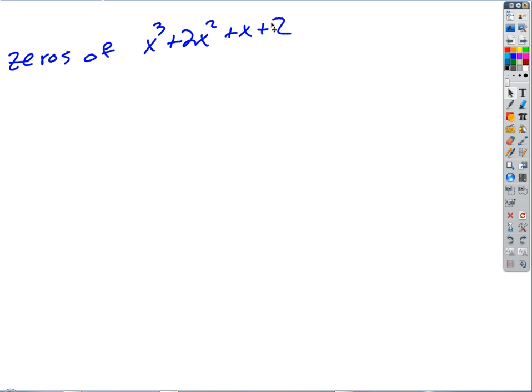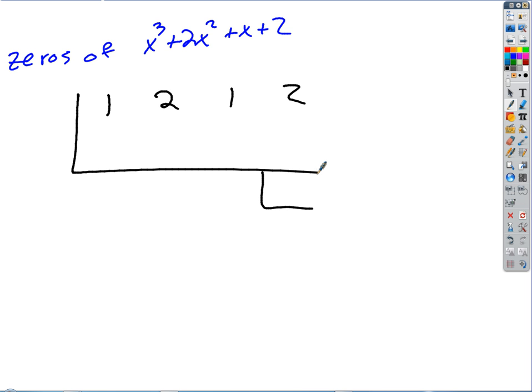So there is a trick for that. We could use synthetic substitution. Remember that? Right? So I have to account for all coefficients, including zeros, right? And this is a cubic function, so I know I'm going to have 3 plus the constant, so 4 terms. So I've got to write my 4 coefficients down. 1, 2, 1, 2. And if I get a 0 in the box, it's a 0, right? And I can just keep running numbers through that.